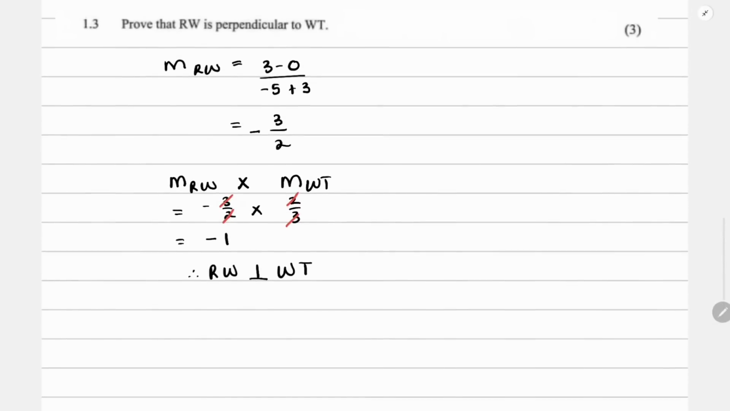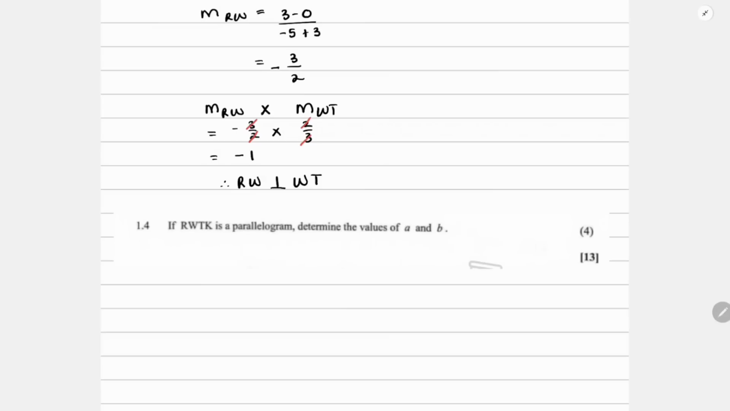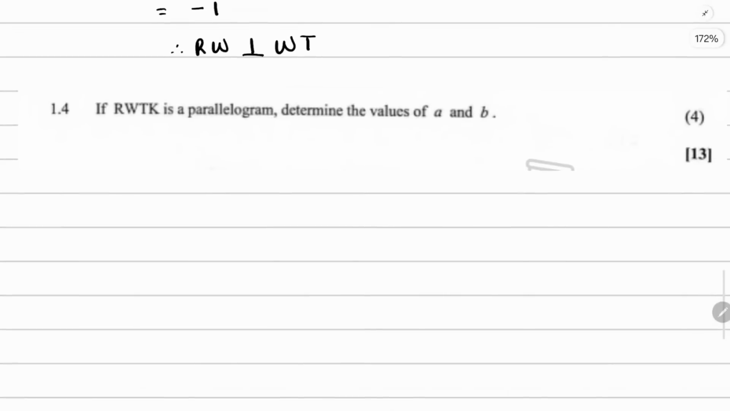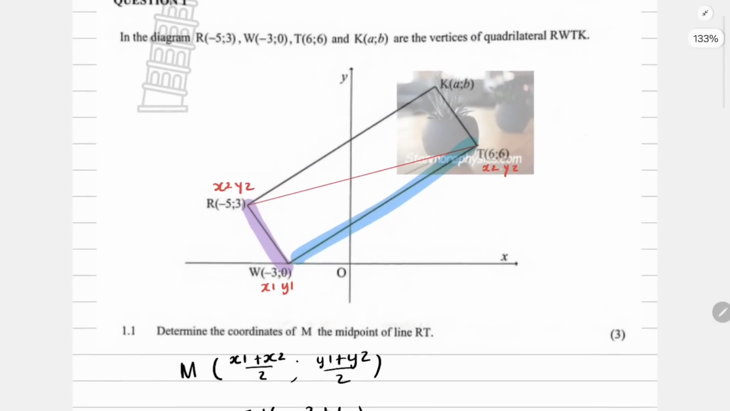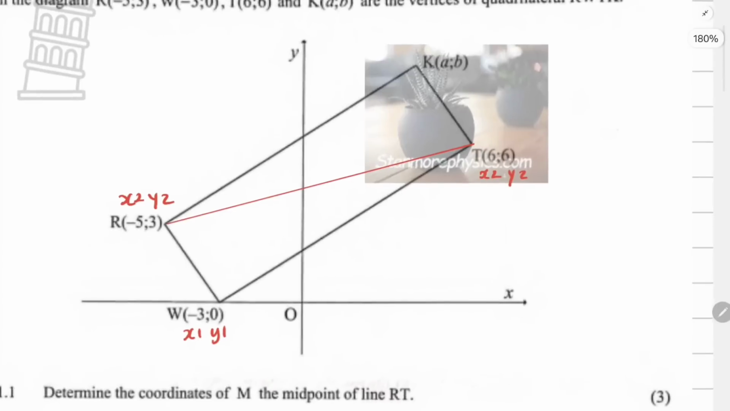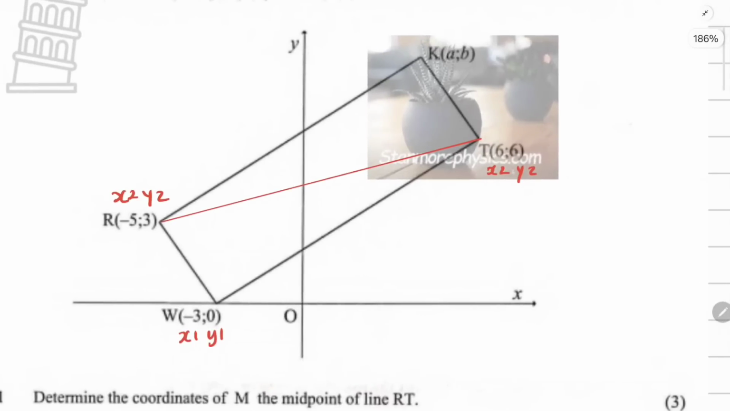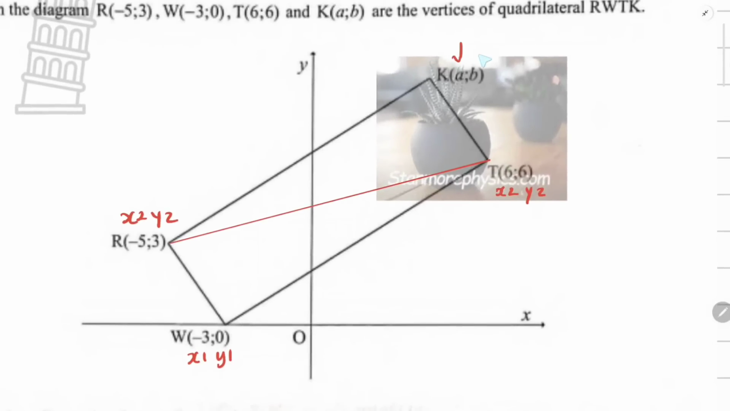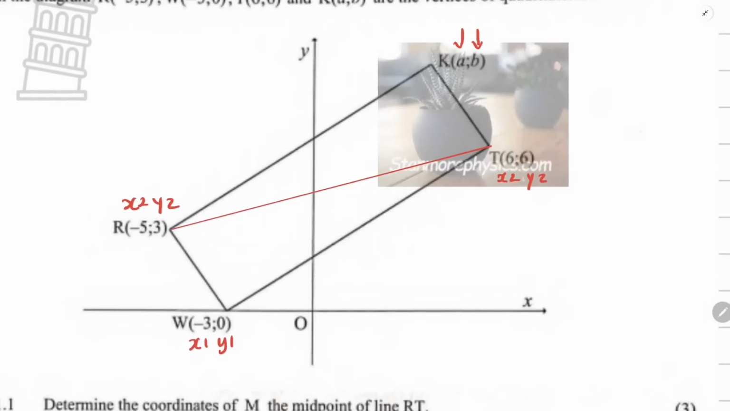Moving on to the next question. The next question, 1.4, says, if RWTK is a parallelogram, we have to determine the values of A and B. Let's go ahead and see what they are speaking about. So this shape RWTK, if it is a parallelogram, we have to use that information to find the values of A and B.